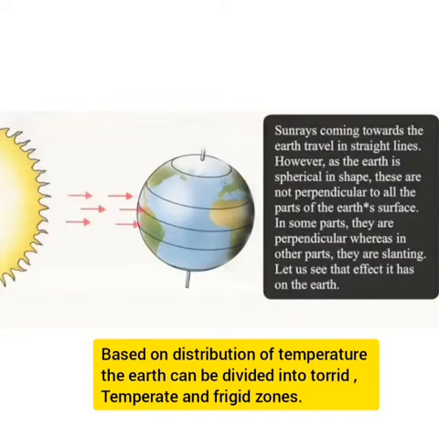However, as the earth is spherical in shape, these are not perpendicular to all the parts of the earth surface. In some parts, they are perpendicular, whereas in other parts, they are slanting. Let us see the effect it has on the earth.